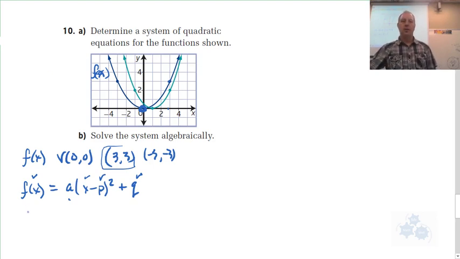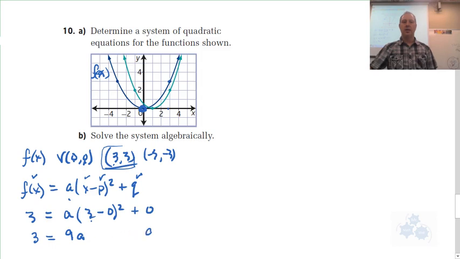So watch. The y value, I'm going to pick this point. The y value is 3. The a value I don't know. The x value is 3. The p value of the vertex is 0, and the q value for the vertex is also 0. So now I can solve for a. This is going to be 9, 3 squared is 9 times a. So a is going to be, looks like 1/3.